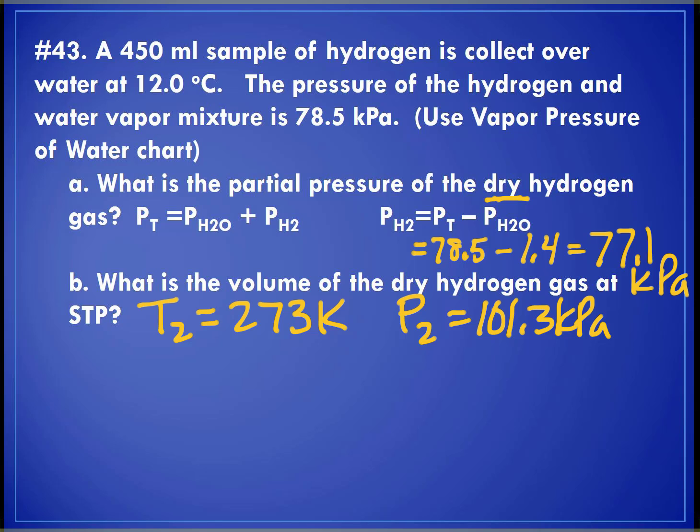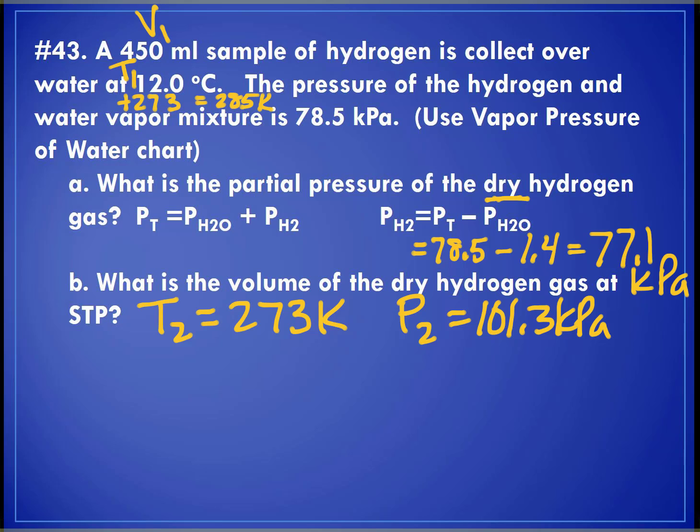All right, and let's look at the problem. So we have our V1 right here, that's our starting volume. We have our T1 right here, so the 12 degrees Celsius. So we need to change that to Kelvin. So plus 273, and I get 285 Kelvin. So this is my T1, 285.